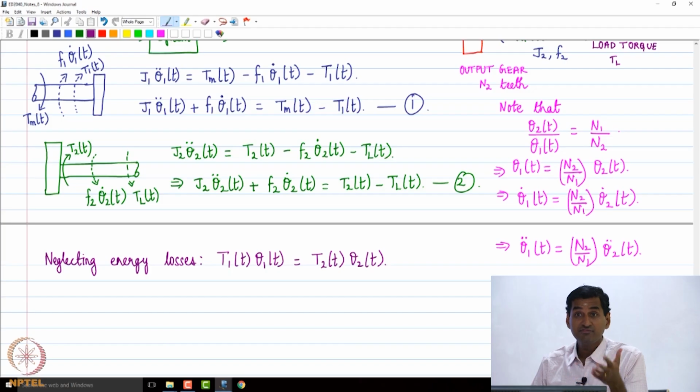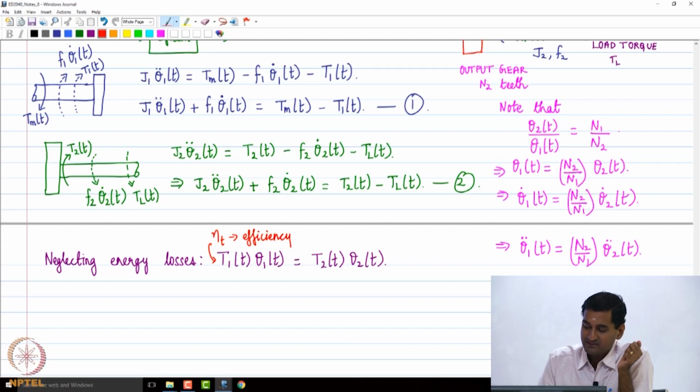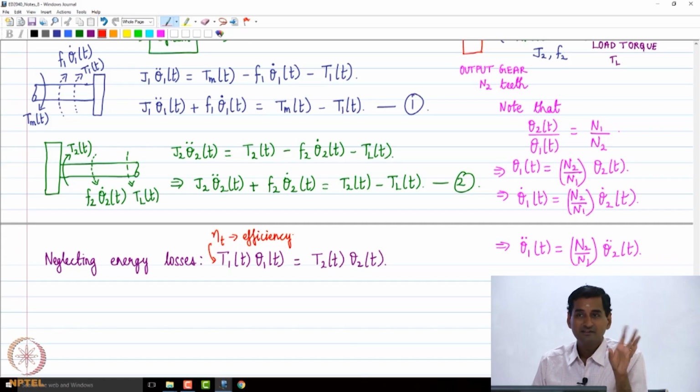Of course, if we want to take into account energy loss, what we can do is multiply by an efficiency term, a transmission efficiency. Because there is going to be some energy dissipation at the gear interface due to friction and so on. So, it's not perfect, right?